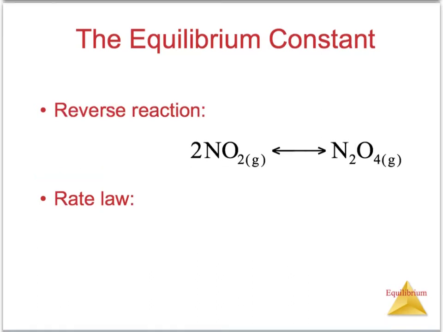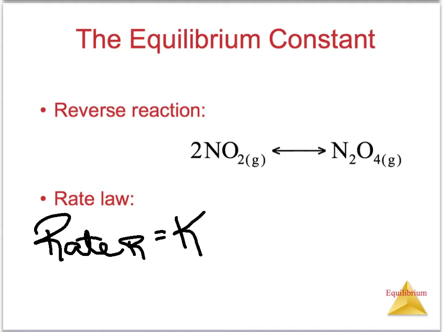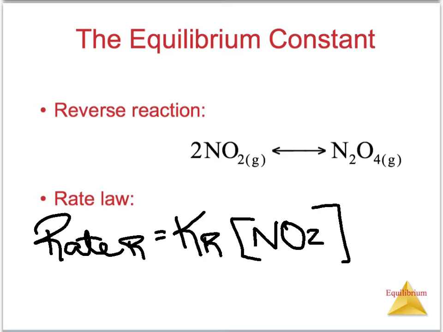Now here's the reverse reaction, and you can also have a rate law for the reverse reaction. So the rate of the reverse reaction again equals the K of the reverse reaction times what we consider the reactants in this reaction. Now because there's a 2 there, we also have to put a 2 in the rate law expression. So there is the rate law for the reverse reaction.